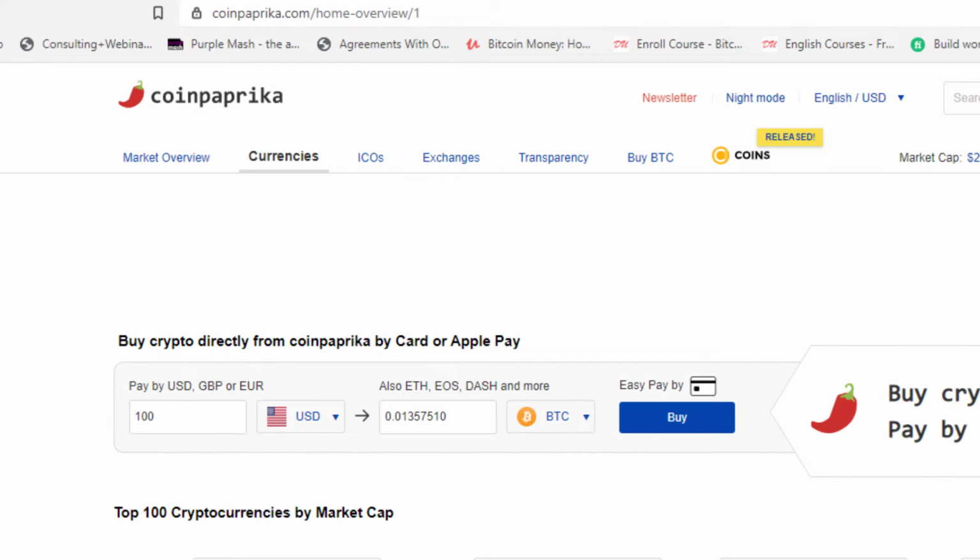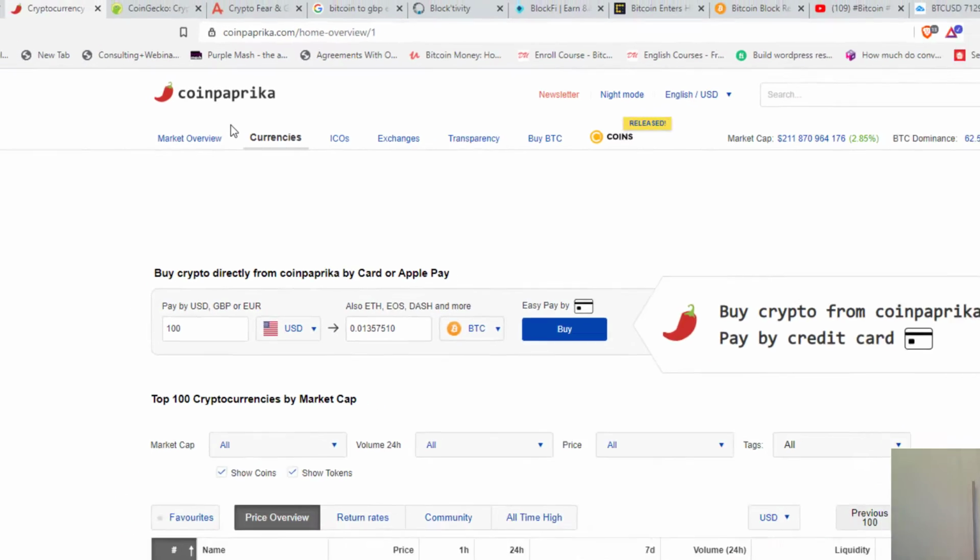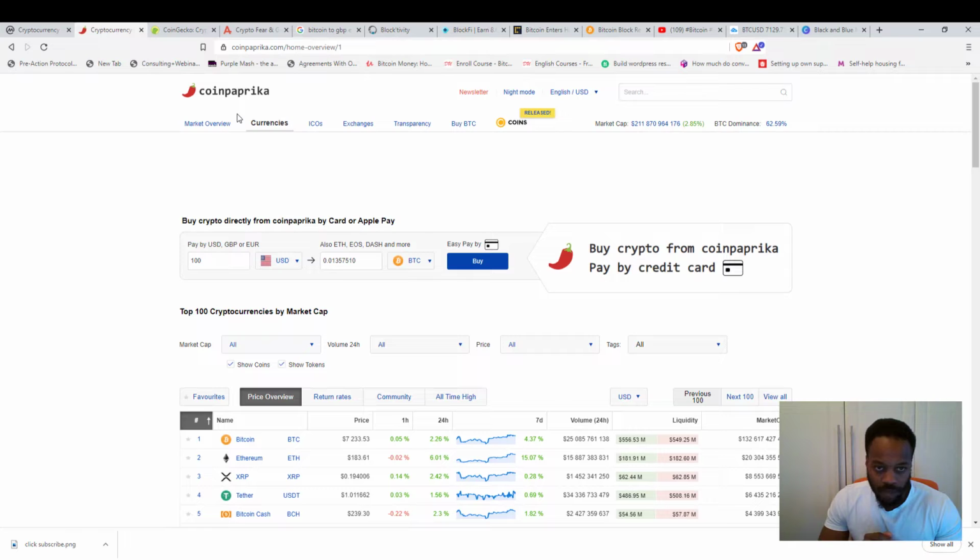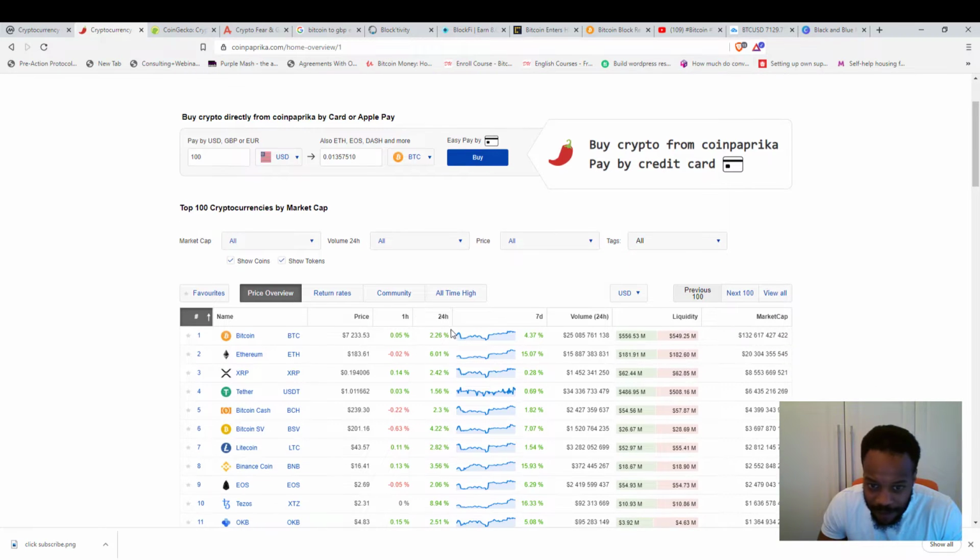coinpaprika.com. Now here we are on Coin Paprika. So essentially it's very similar to CoinMarketCap that we had on the other page there. However, the main difference is just the user interface. Again, it's a useful tool for looking at price action. And again, like I said, very similar.